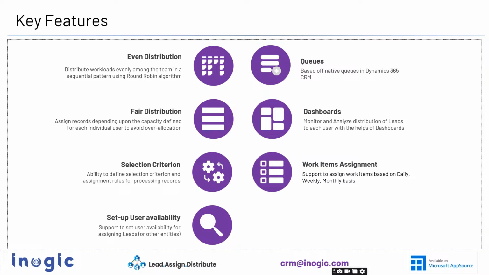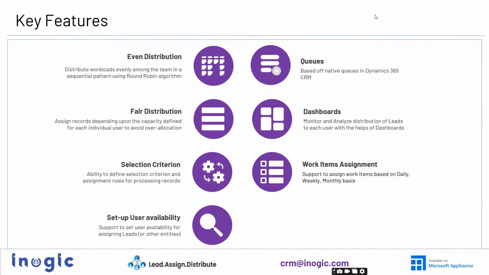The dashboards. All the data that is accumulated by the lead assignment and distribution automation is in a report-friendly manner. This means that you can create your own Power BI dashboard, or you can also create CRM charts and dashboards to visualize the data. Well, the last but definitely not the least is the work items assignment. We can support assigning the work items, which can be based on a daily, weekly, or monthly basis as well.